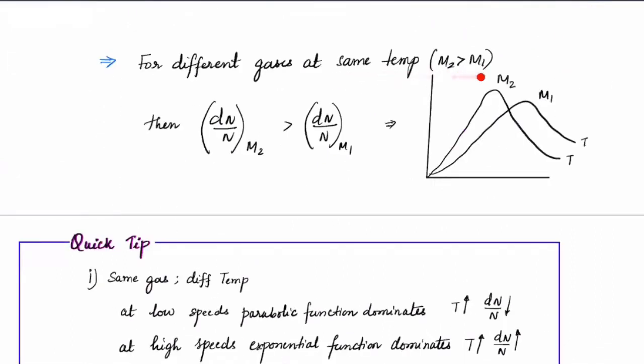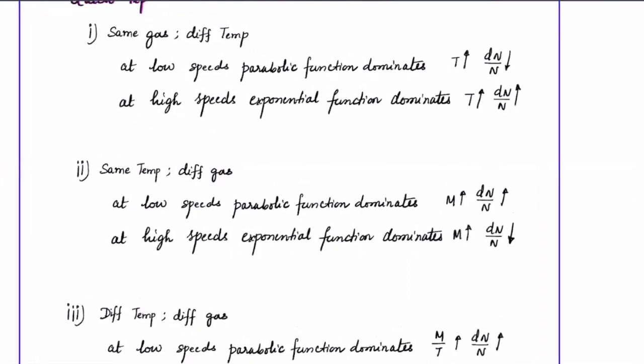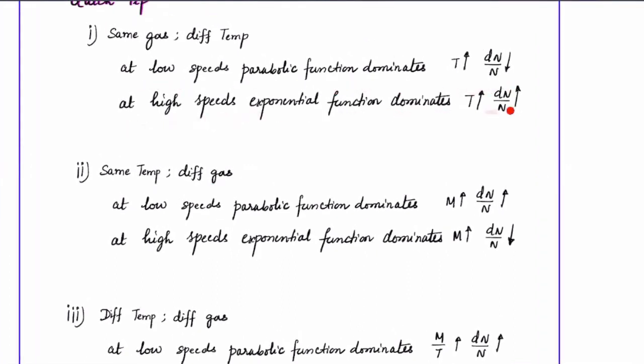For different gases, if molar masses are different at the same temperature, consider M1 by T and M2 by T, and if M2 is greater than M1, then the M2 by T part will be dominant on the parabolic side and less on the exponent side. So this should be the M2 graph and this should be the M1 graph. I guess this point is clear. So these are the direct equations asked in JEE Advanced.